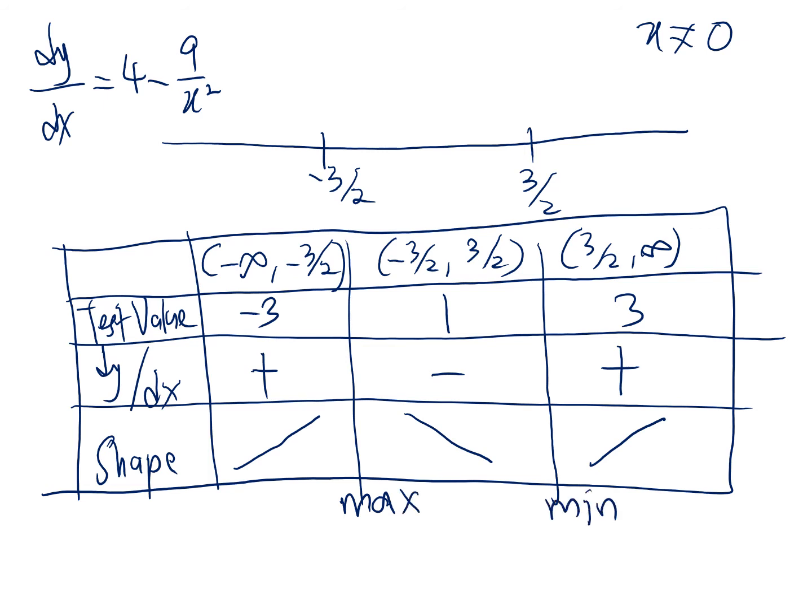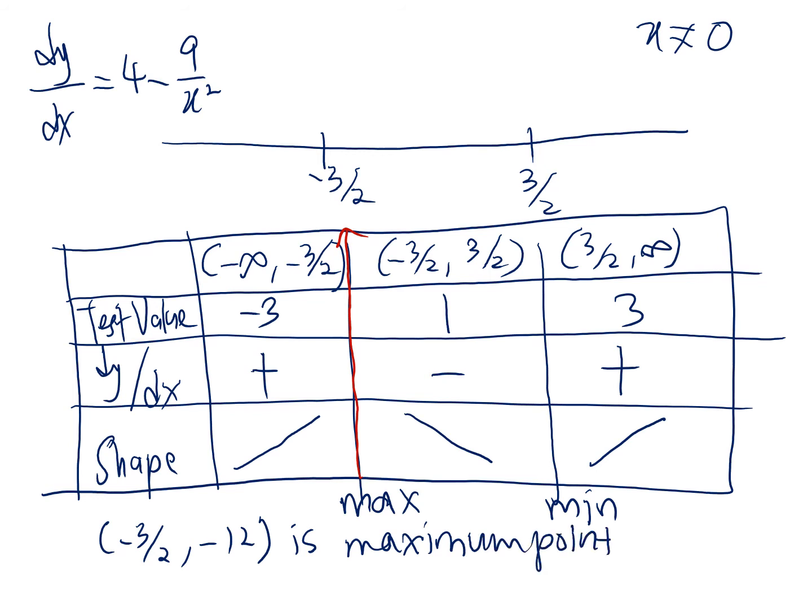So for the maximum, we refer to negative 3 over 2, and its point, which is (-3/2, -12), is the maximum point. While the minimum refers to 3 over 2, and the point (3/2, 12) is the minimum point.